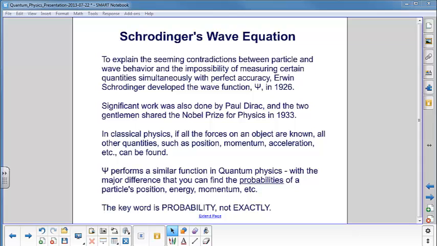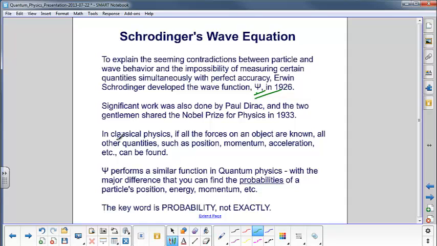To explain the seeming contradictions between particle and wave behavior and the impossibility of measuring certain quantities simultaneously with perfect accuracy, the Heisenberg uncertainty principle, Erwin Schrodinger developed the wave function called psi in 1926. Significant work done at the same time was done by Paul Dirac, and the two gentlemen shared the Nobel Prize for Physics in 1933 for their work on quantum mechanics.